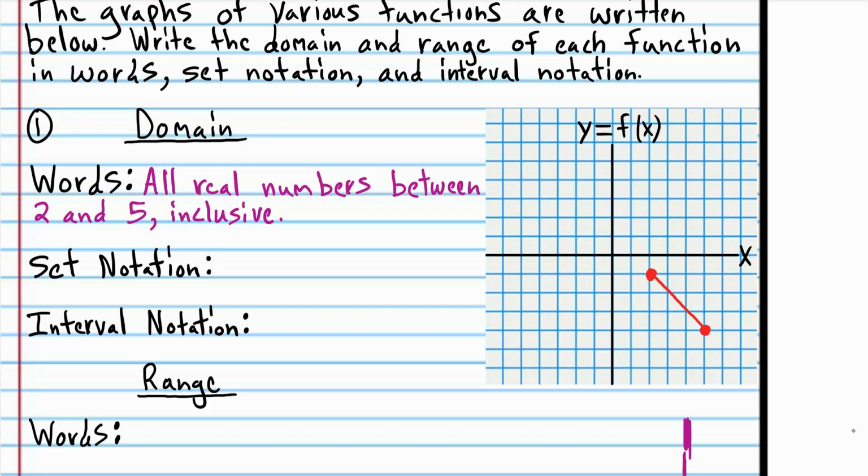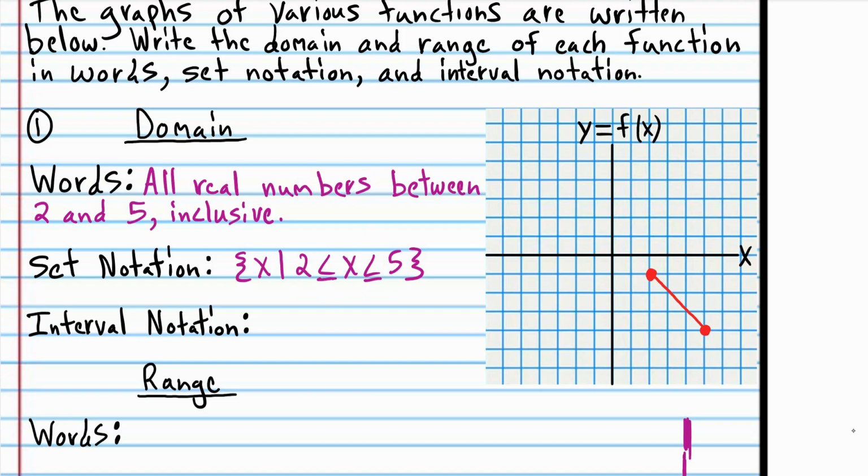So in set notation, we say that the domain is the set of all x values such that x is between 2 and 5, but it includes 2 and 5, which are also in the domain, so we have to write less than or equal to symbols.